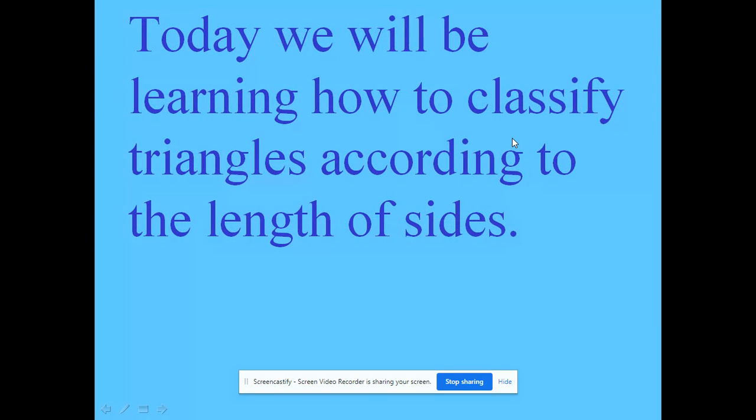Today we will be learning how to classify triangles according to the length of their sides.